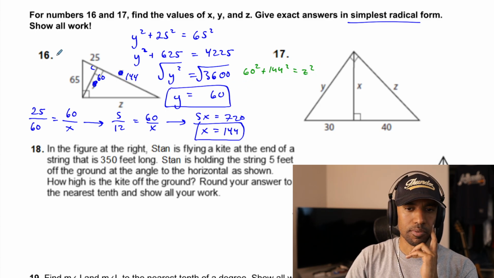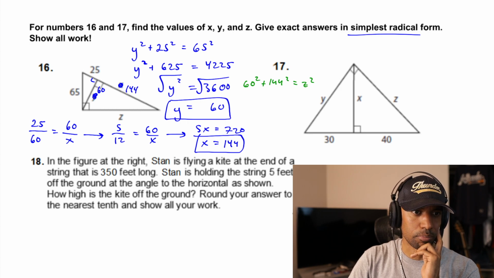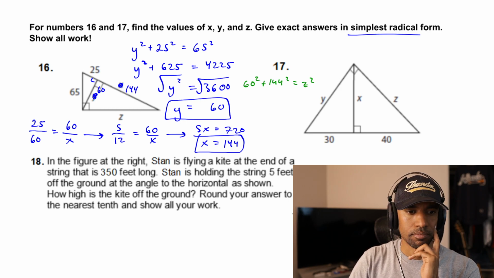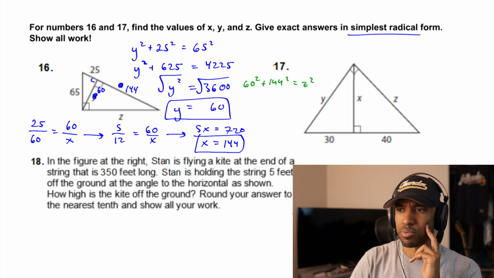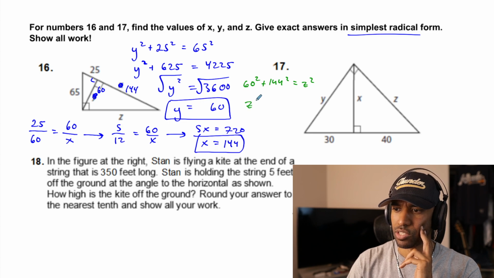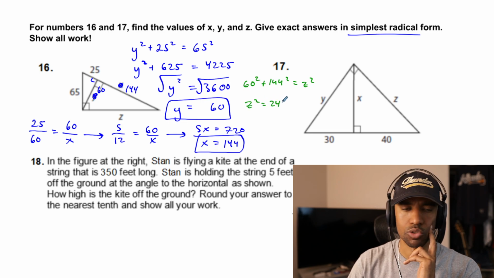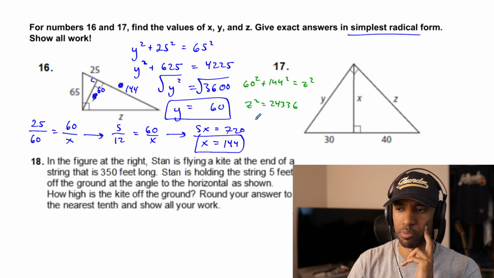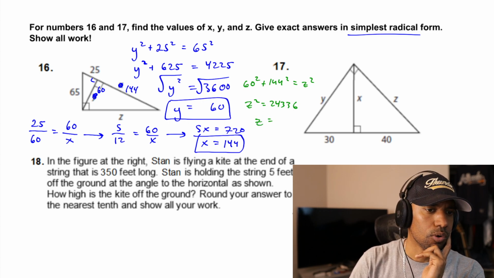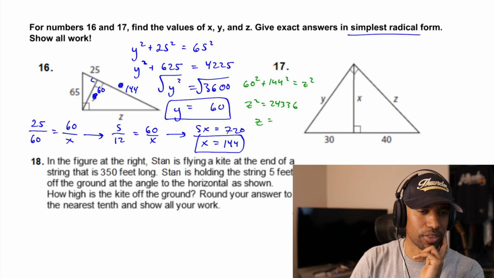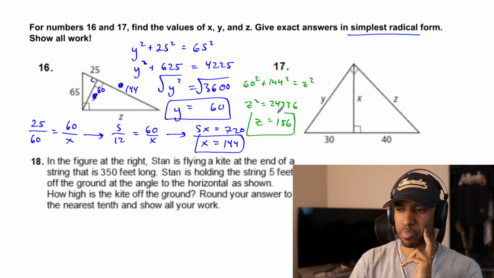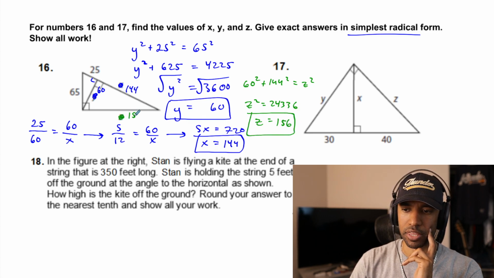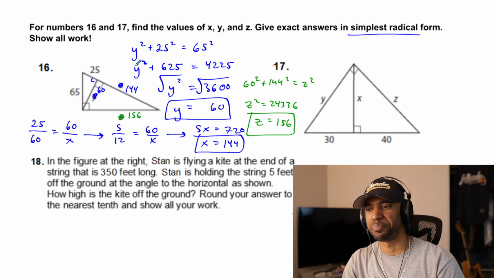Let me just compute all that at once. That's 3600 plus 144 squared. Okay, that gets me 24,336. z squared equals 24,336. Take the square root of both sides, guys. You get z equals the square root of 24,336, which is 156. So z is 156 from using the Pythagorean Theorem. You could do the similarity thing as well, but there's your third and final answer.